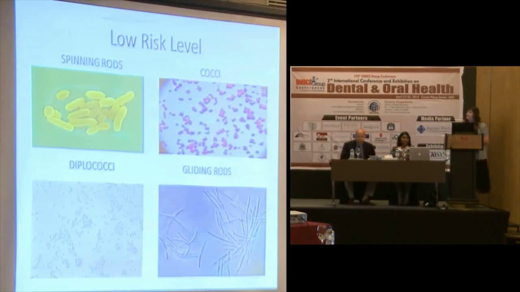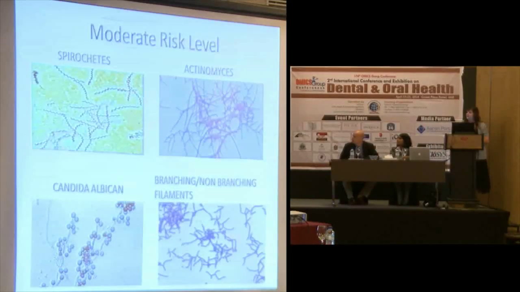Then what I do with the client is I go through a list and tell them what I'm looking for and what risk level it indicates. In a low risk level, you have maybe 1 or 2 white blood cells or red blood cells. You have spinning rods, the cocci, the diplococci, and then the gliding rods. Moderate risk levels are spirochetes, actinomycetes, candida, and the branching and non-branching filaments.